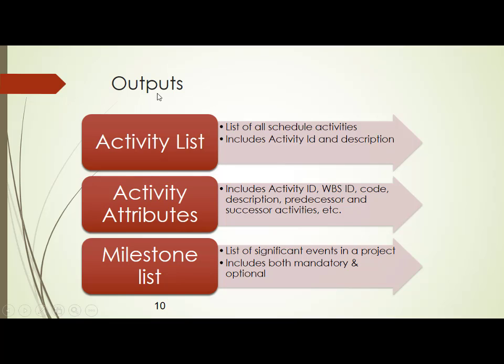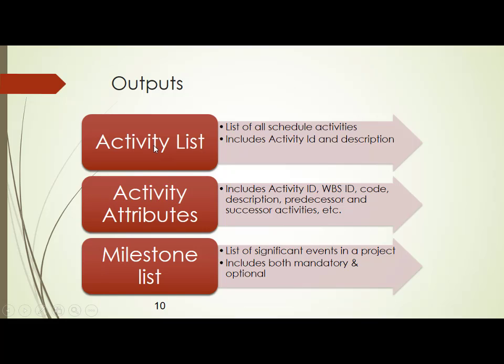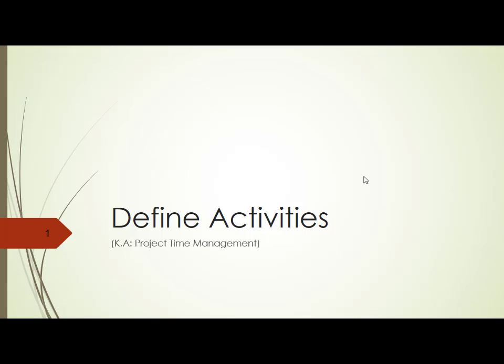So once you do this, what outputs are you going to get? The first output you are going to get is the activity attributes. What are activity attributes? This one only. So if there are 100 activities, all the 100 activity forms will be there. That is one output. Then you will get the activity list. Activity list is nothing but the list of activities you are supposed to do for every work package. Then you may also have a milestone list, significant milestones. For example, after 5 activities you have reached one milestone. So that milestone list also will be generated. So these are the outputs of your process, which is called define activities.